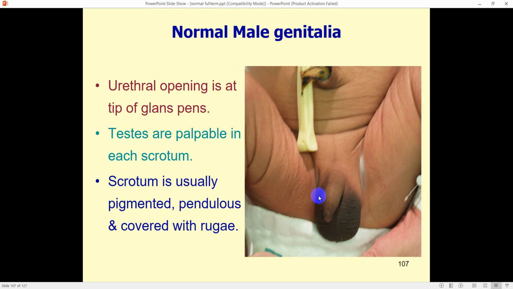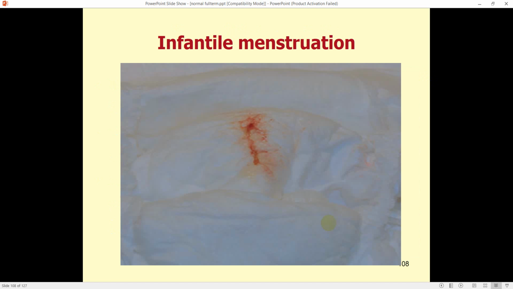Regarding genitalia of the male, this is the scrotum, which is pendulous and pigmented. The testes are palpable in each scrotum, and the urethral opening is at the tip of the glans penis. When the opening changes in its position, it is abnormal. This is a picture of what we call infantile menstruation, the withdrawal bleeding. Bloody vaginal discharge after birth is normal.